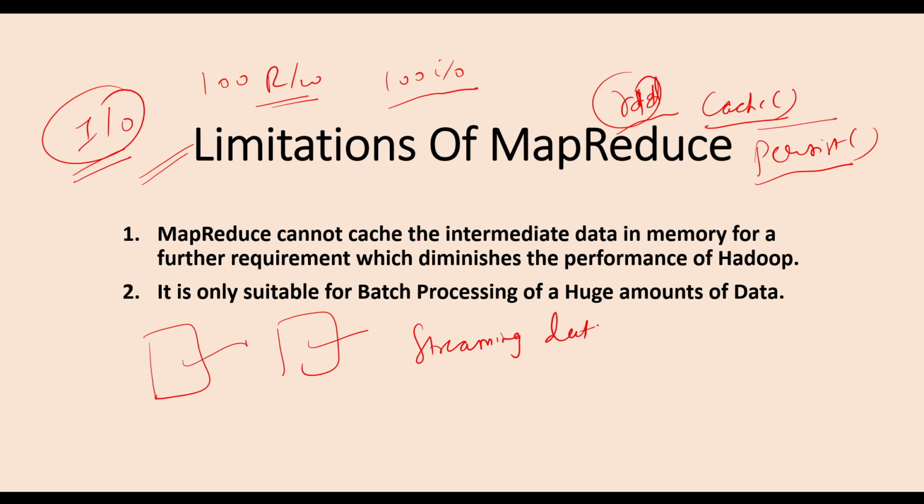Streaming data means your data is coming in continuously, and Kafka is involved in the process. Kafka is an open source tool to handle streaming data. We are not studying Kafka here, but just for your knowledge I tell you. And there is batch data.